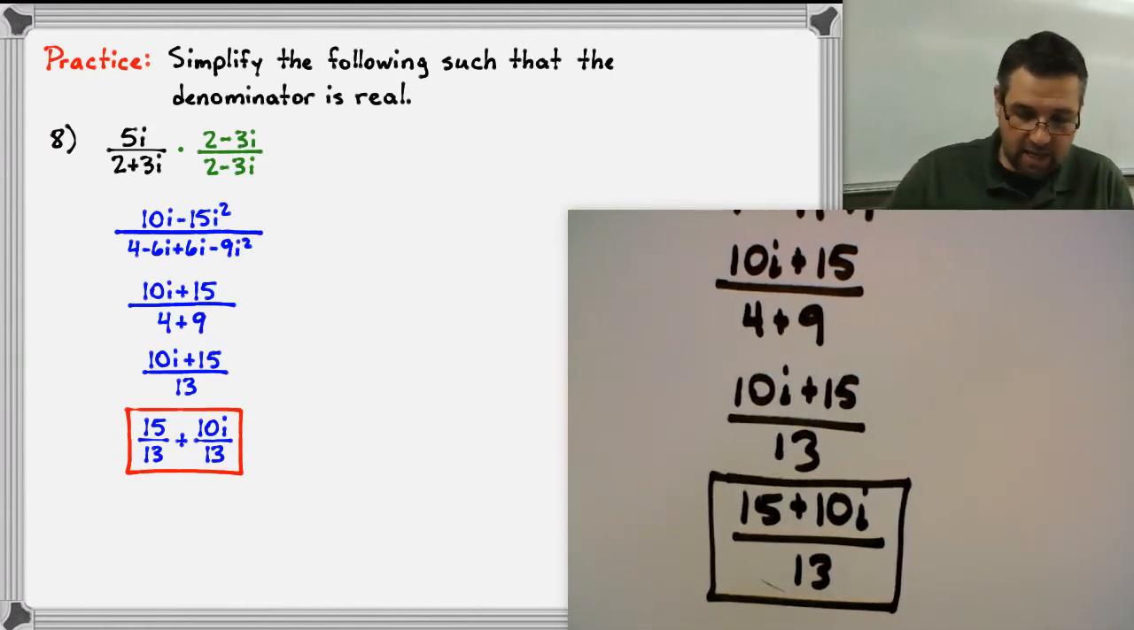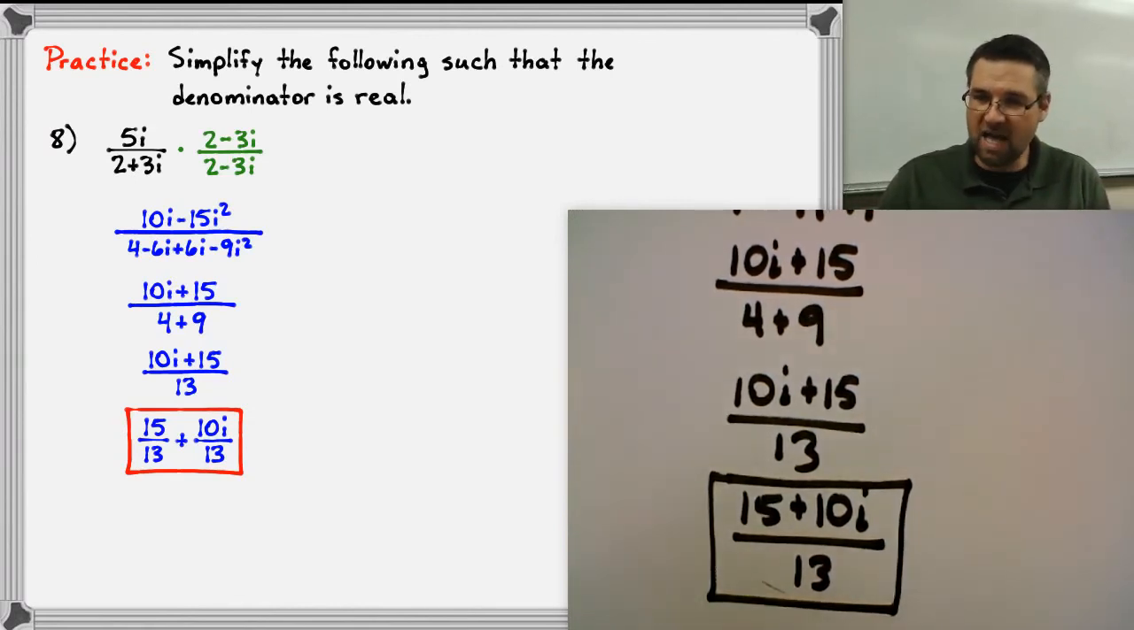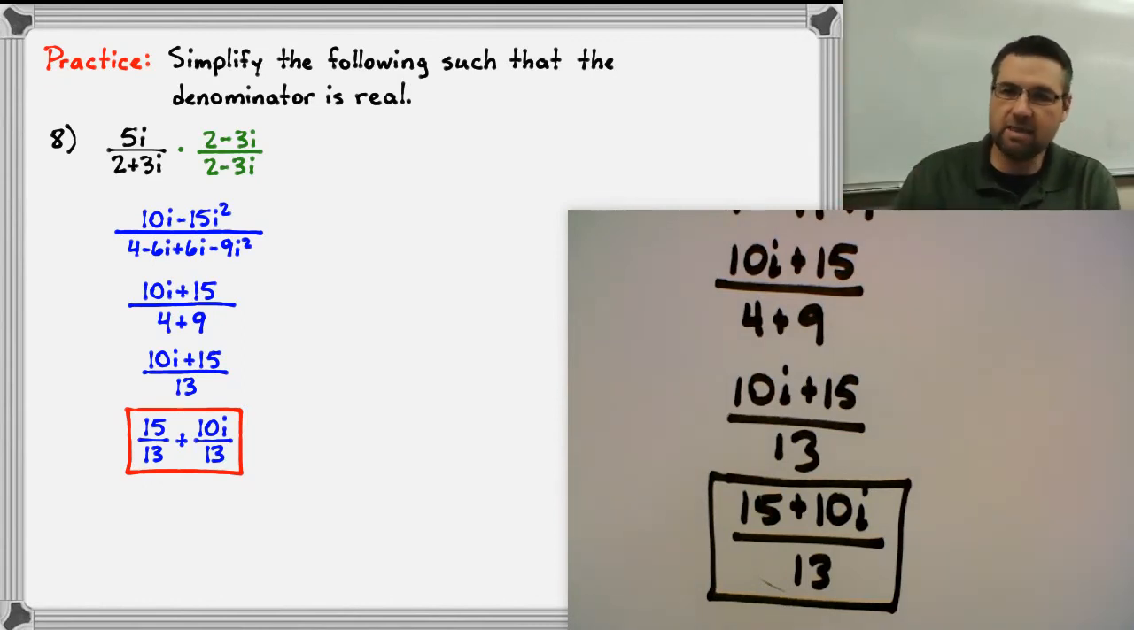All right, with that said, that's how you deal with imaginary numbers in the denominator, right? We have to multiply by the conjugate of the denominator on both the top and the bottom, and then simplify like we always have, multiplying binomials, changing the i squared into negative 1, and then just simplifying it as far as we can from there.